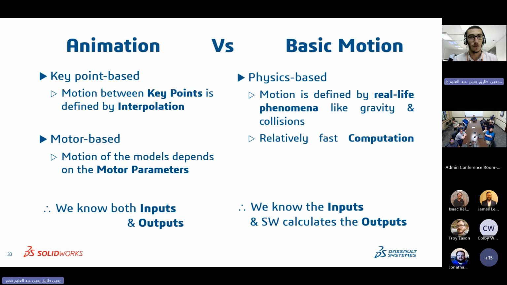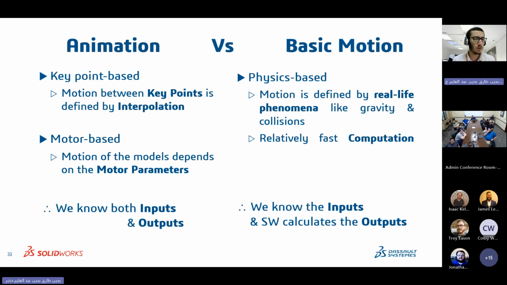On the other hand, if you want to set up the environment, say, okay, this and this have contact, this and this have contact, set the gravity downwards, this is the acceleration, this is that, hit calculate and just wait for SolidWorks to amaze you with the setup that you created. In that case, you only provide the inputs, but you're waiting for SolidWorks to calculate and then show you the outputs. And in that case, you would go for basic motion.